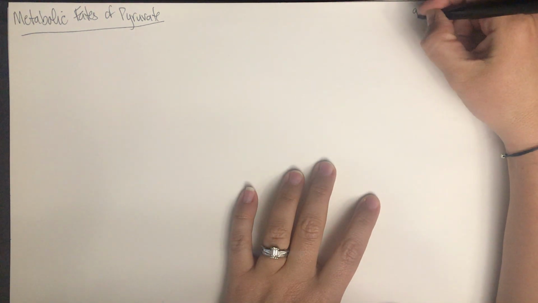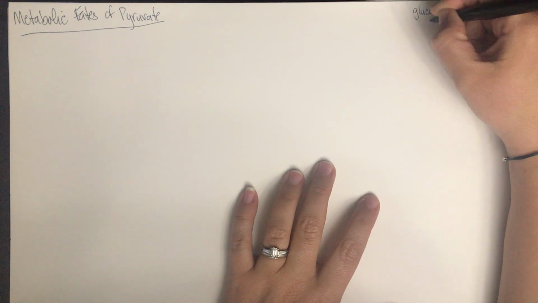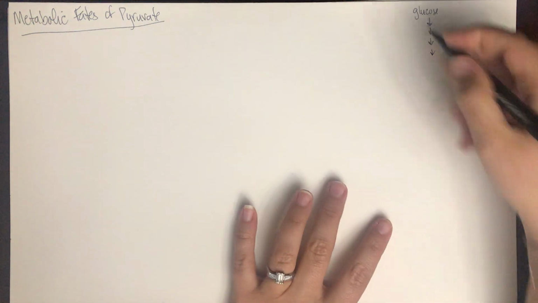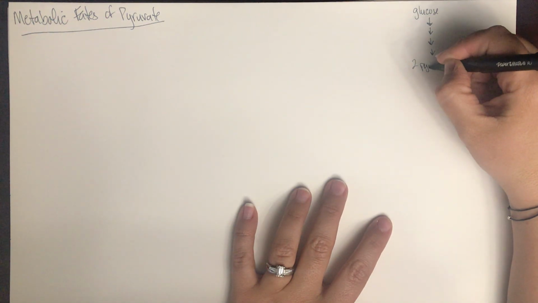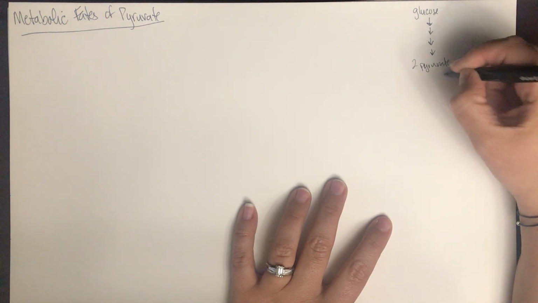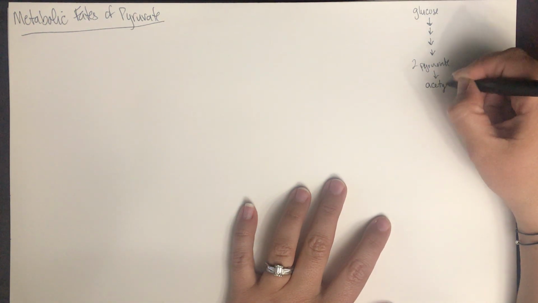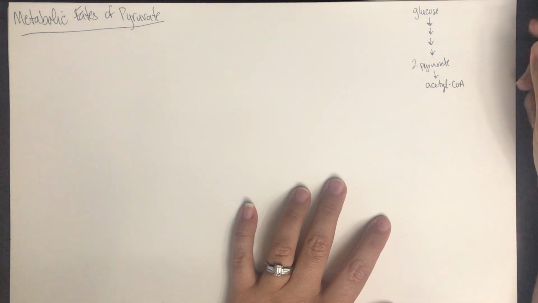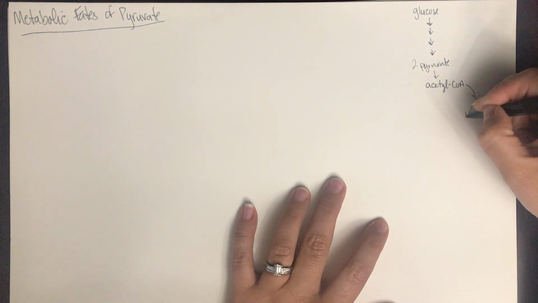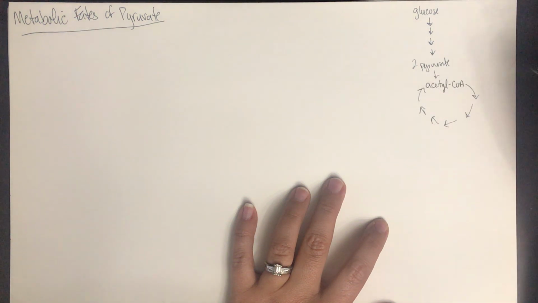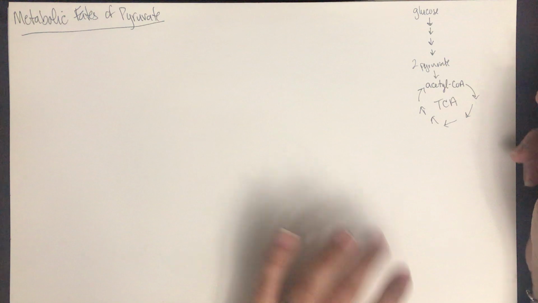So if I was just to draw an overall of the electron transport chain, it would look like this. So here's glucose, and then here's the 10 steps of glycolysis. I'm not going to draw 10 arrows. And we make 2 pyruvates. And then we need to convert pyruvate to acetyl-CoA. Acetyl-CoA is the molecule that then starts the next big pathway, which is called the TCA cycle.